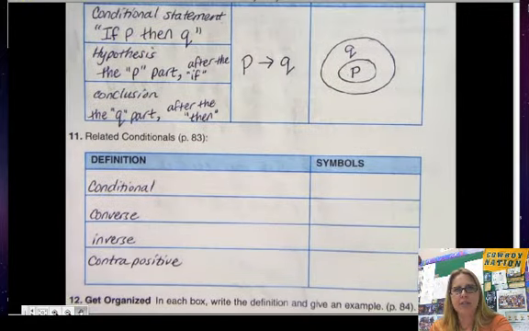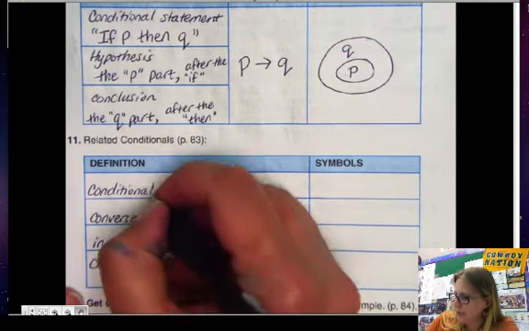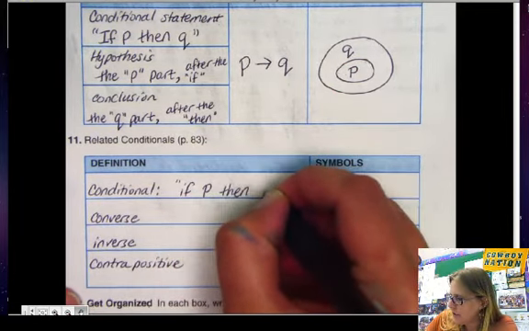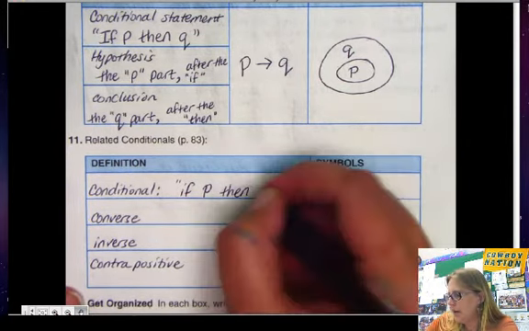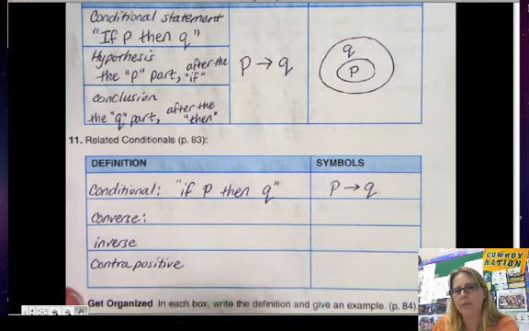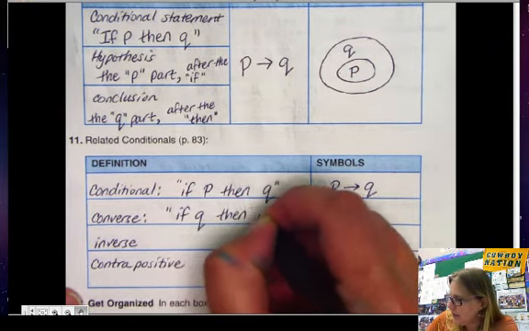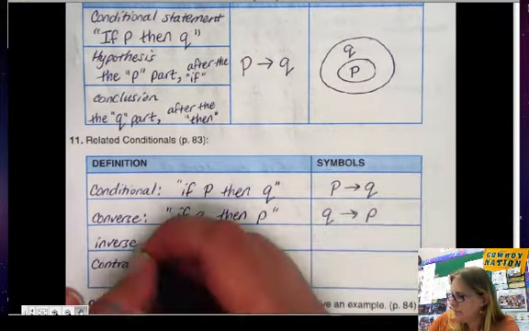Now, we can take our conditional statement and mix it around a little bit and we can get a converse, an inverse, and a contrapositive. So our conditional statement is written in the form if P, then Q. And we already learned that the symbol is P arrow Q. So my converse is when I take the P and the Q and flip it around. So that would be if Q, then P. So in my symbols, that would be Q arrow P.